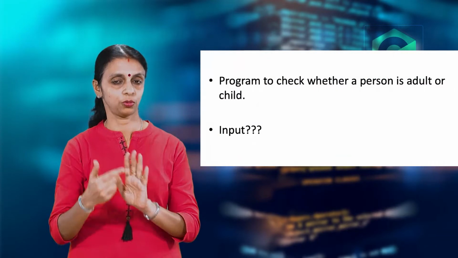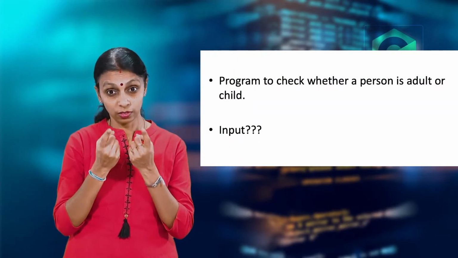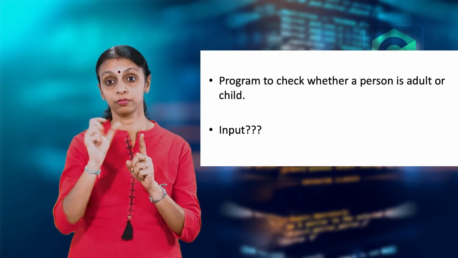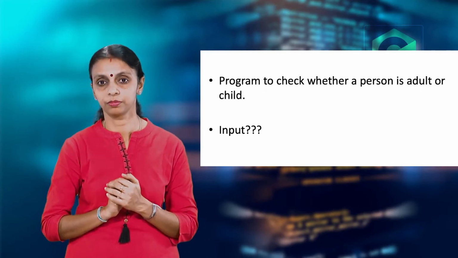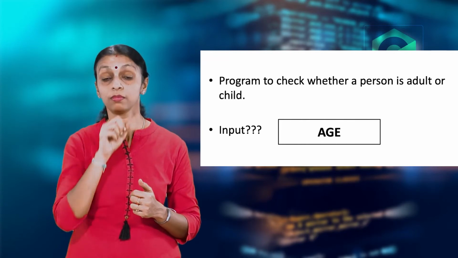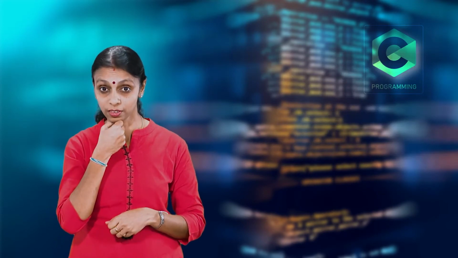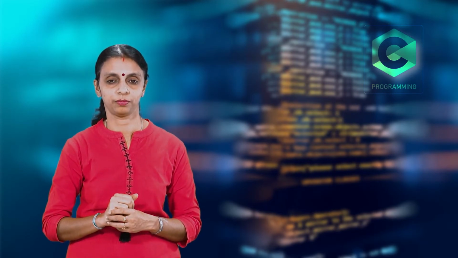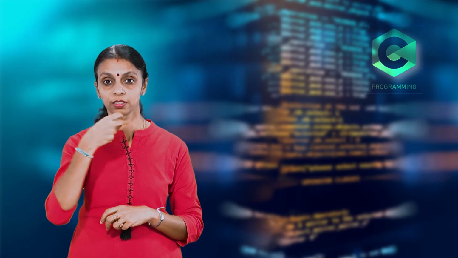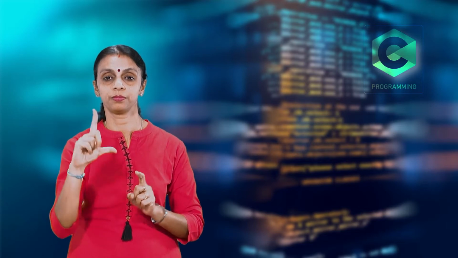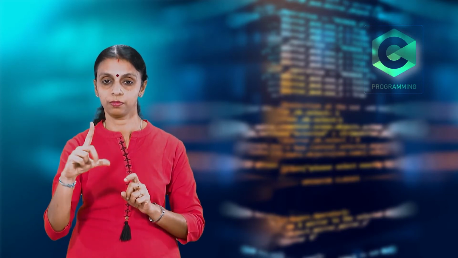Consider a program where we want to check whether a person is adult or not. So, what input should we give? His age. Then we have to check whether the entered age is greater than or equal to 18 or not. If age is greater than or equal to 18, the message can be printed as adult. If it is less than 18, then the message printed should be not an adult.